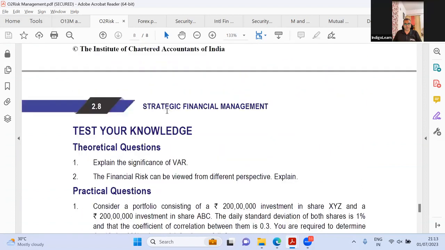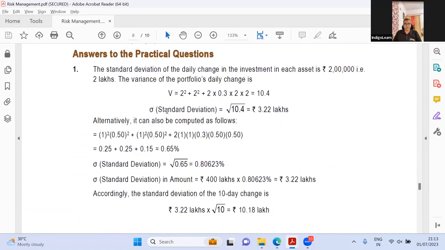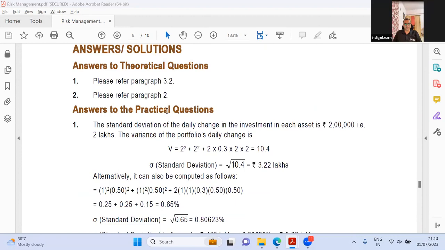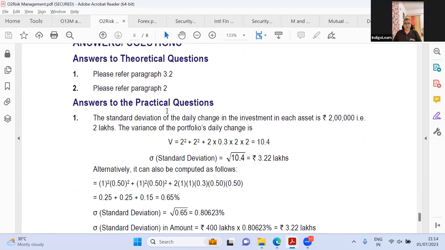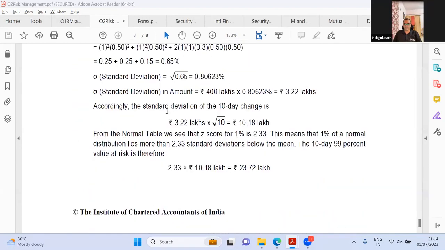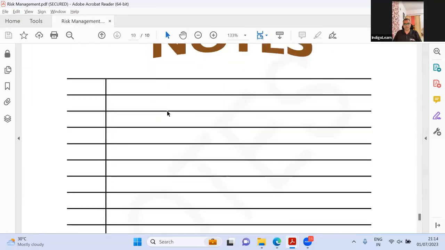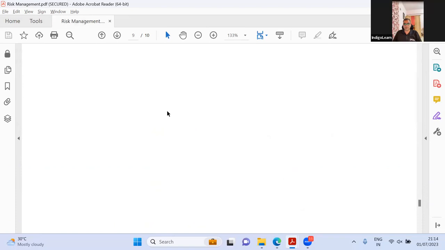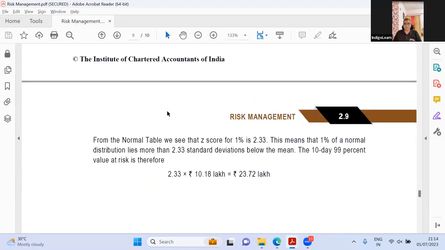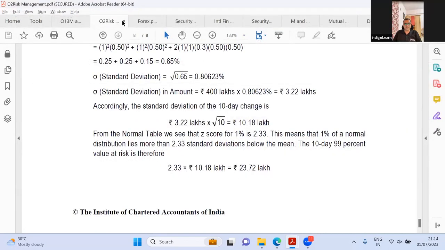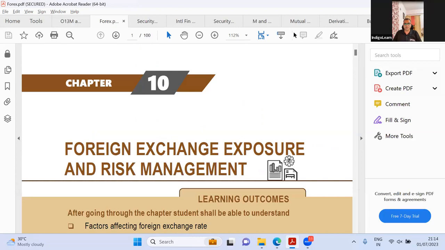Now, test your knowledge. Have they added any question? Which is why some pages seem to have increased. So, answer to practical questions. Yeah, see, there's actually no change. In fact, it is the same. It is the same question, 23.7 to 23.72. So there's absolutely no change. So this is absolutely old wine, not even a new bottle. This is the old bottle only. Okay, so I'm closing this particular chapter called risk management. There's absolutely no change. Now let us go to the third chapter.